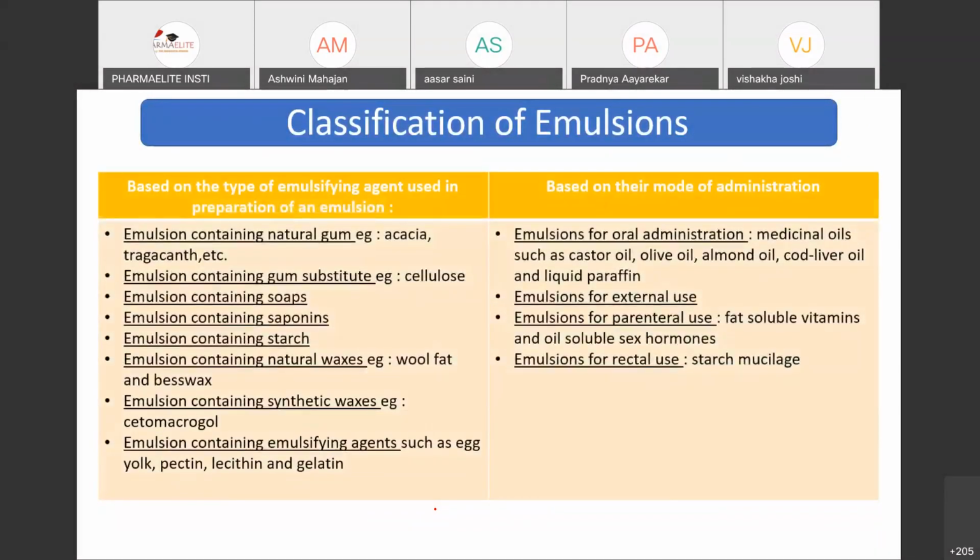Talking about classification of emulsions based on the different surfactants and based on mode of administration. When it comes to type of emulsifying agent, there are a lot of emulsions which will have different emulsifying agents. If an emulsion contains natural gums like acacia or tragacanth, you consider it a different type of emulsion. If you are using gum substitutes like cellulose, it's a different category. Soaps would be different, saponins and starch would be different. Do we need to memorize all of this? No, there is no need of memorizing all of them.